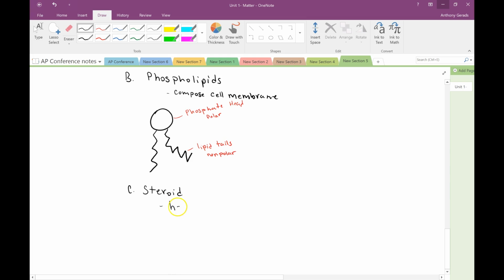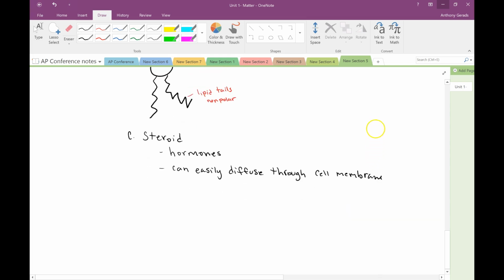Steroids, you're mainly going to see them in stuff like hormones. Any guess on why it's very beneficial to us that steroids are a lipid? They're building blocks. They can easily diffuse through the cell membrane. Okay, and so that's the end of lipids.